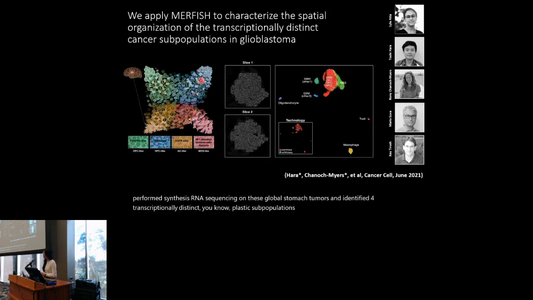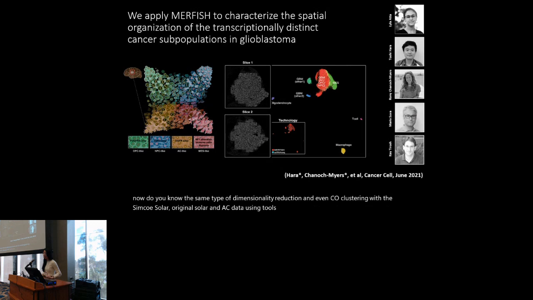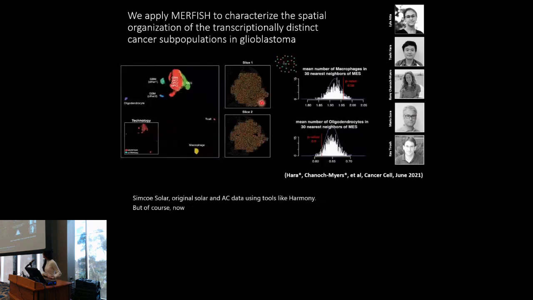So we were able to use a single-cell RNA sequencing data set and design a gene panel of around 150 or so genes that specifically tries to distinguish between these 4 neoplastic subpopulations, along with other cell types in the tumor microenvironment, including oligodendrocytes, macrophages, and T cells. And again, we can now do the same type of dimensionality reduction and even co-clustering with the original single-cell RNA-seq data using tools like Harmony. But of course, now we have the spatial organization.